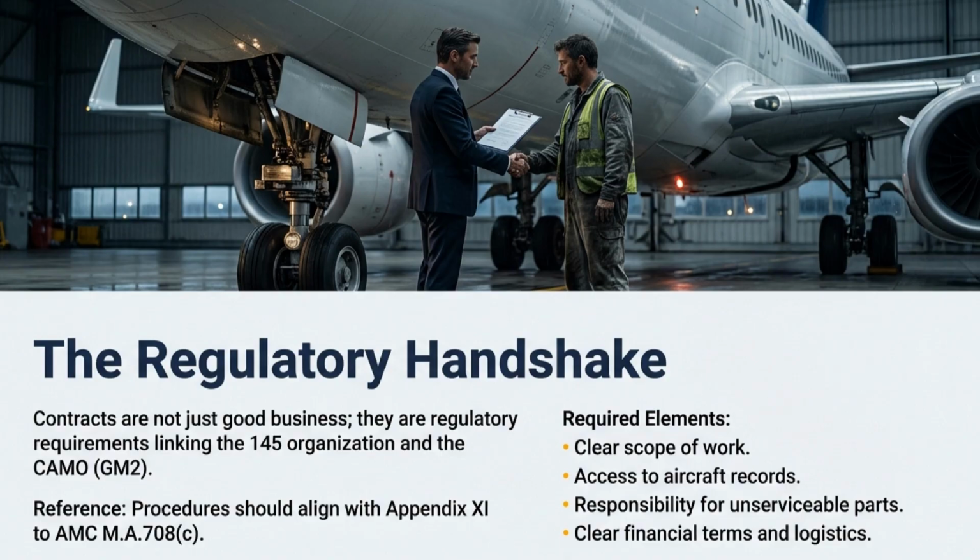Okay, so if a Part 145 organization is about to perform, say, a major C-check for an aircraft that's managed by a CAMO, a common scenario, this GM means they don't just draft a simple generic agreement. They would actually consult Appendix 11 or Appendix 4 to make sure their contract includes all the necessary elements. Things like precise details on the scope of work, conditions for access to the aircraft and its records, clear financial terms, defined responsibilities for any unserviceable parts found, logistics for component transfer, and so on. It covers all the bases.